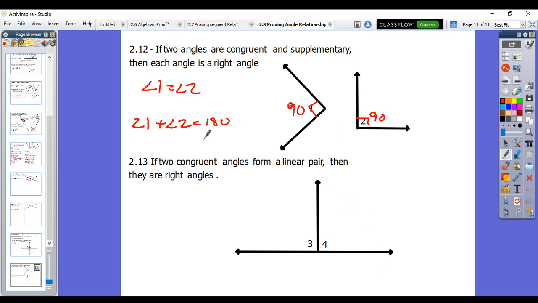And if two congruent angles are a linear pair, then we know for sure they equal 180 because they make a line. But then they're also congruent. Angle 3 is congruent to angle 4. The only way that can happen is if they're both 90-degree angles. So hopefully all those little theorems right there will help you. And again, you'll use these theorems as a reason why you're allowed to say certain things.